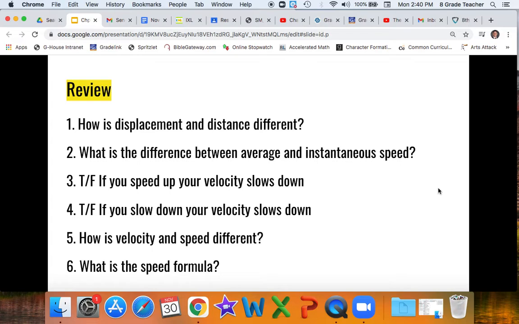Number 5, how are velocity and speed different? Well, the velocity of an object is the speed of the object in the direction of its motion. So velocity also factors in the direction that the object is traveling. A lot of times it gives us that direction by giving us west, south, north, east, northwest, southeast, the direction of travel as well. Number 6, what is the speed formula? Speed equals distance divided by time, or S equals D over T.